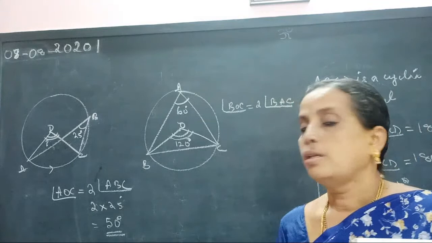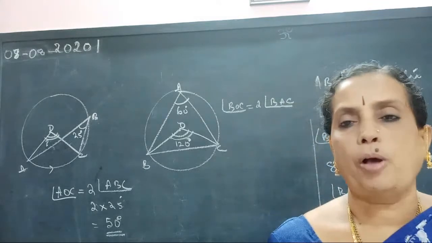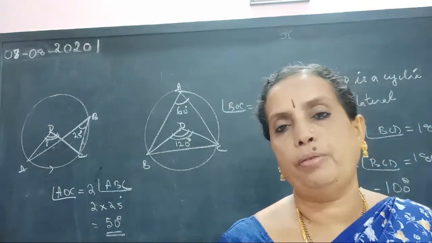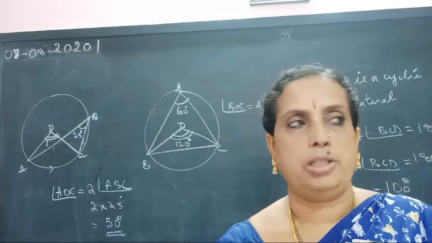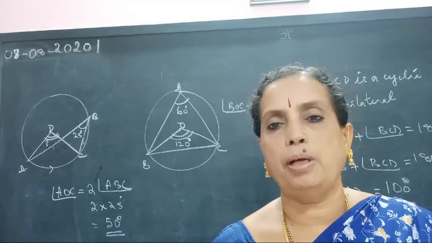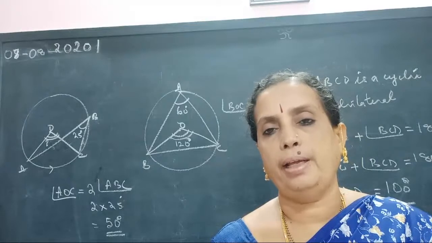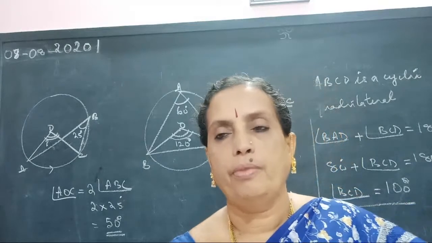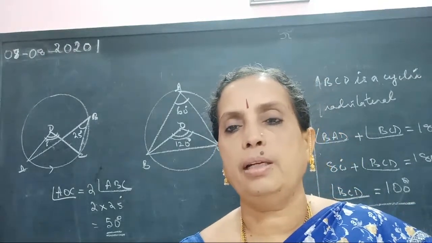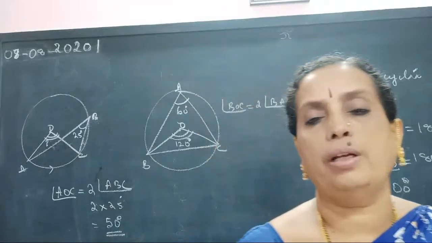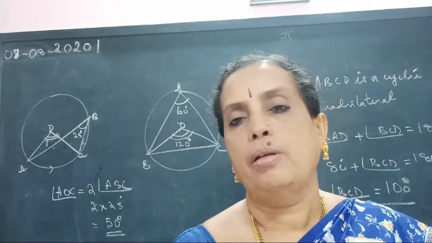Write the reason. See, circle chapter properties are many. You have to repeat what I have given, the statements, the points to remember. Repeat it again and again. Okay? Is it clear? So this concludes your circle chapter.